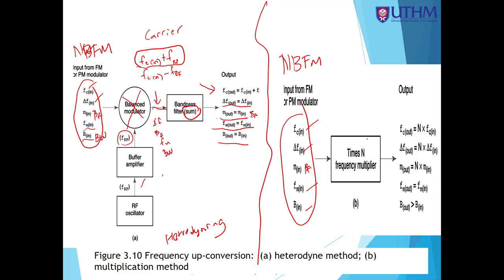So here we have the frequency multiplier which multiplies the frequency by n times. Okay, so what happened at the output? The carrier frequency will be multiplied by n factor. Delta F out will be multiplied by n factor compared to the input. Okay, dia akan digandakan sebanyak n factor berbanding input. Modulation index, okay, also will be multiplied by n factor from the input. This is beta F. So beta F out equal to n multiplied with beta F in.